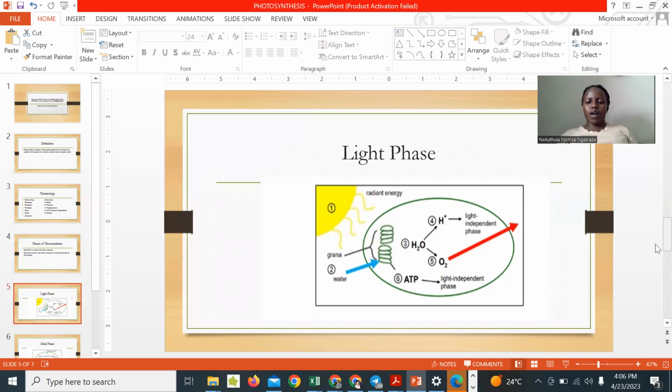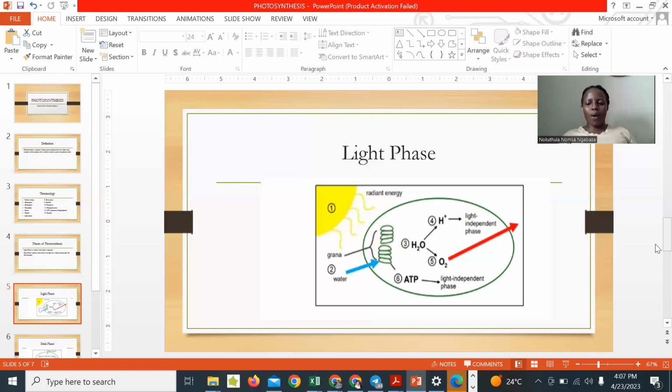And then if you look just where you have your number 2 there, you have your grana. We've already told you that the grana is the stacks of thylakoids, and you have a picture now of how those thylakoids are stacked together so that they can form a grana. So when it comes to the light phase, I want to explain the process of how it occurs.